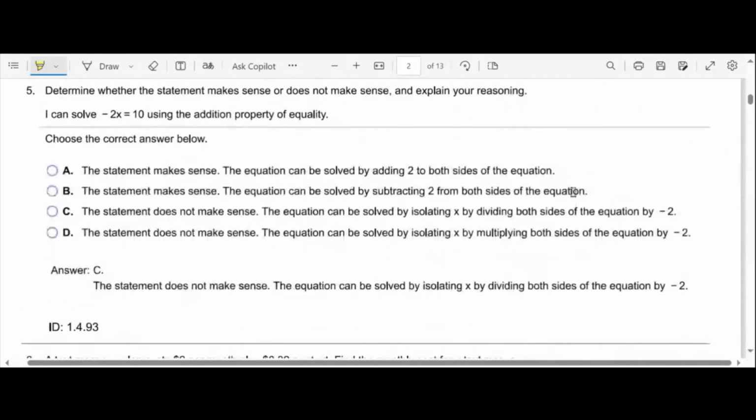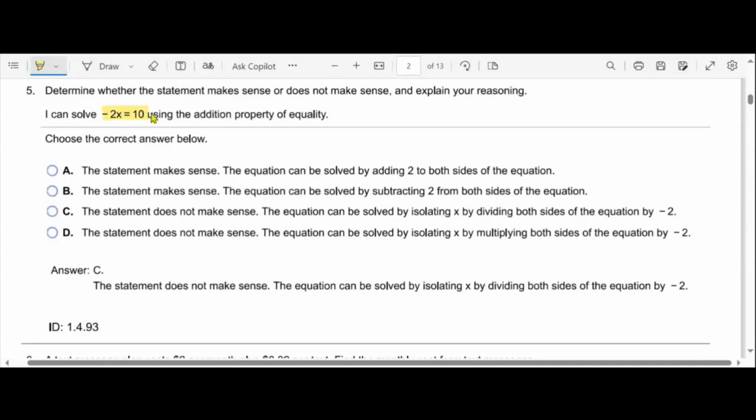Number 5. Determine whether the statement makes sense or does not make sense and explain your reasoning. I can solve minus 2x equals 10 using the addition property of equality. Choose the correct answer below. Now, minus 2x equals 10, if we divide both sides, we're going to have minus 5.